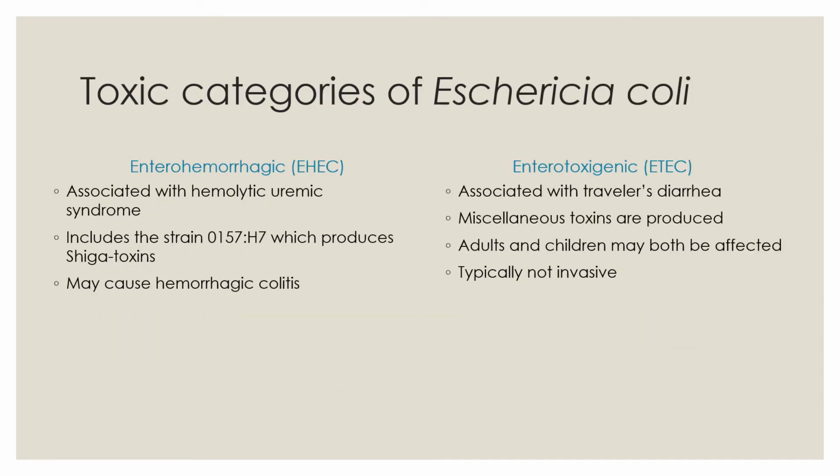Escherichia coli usually is not a bad little dude. Many strains of Escherichia coli are completely normal flora of the gut. However, there can be some toxic categories of Escherichia coli, including the enterohemorrhagic, which are the EHECs, or the enterotoxigenics, which are the ETECs. You probably heard of hemolytic uremic syndrome, and that is caused by a strain of E. coli that is an enterohemorrhagic strain. This includes the strain 0157H7, and it produces Shiga toxins.